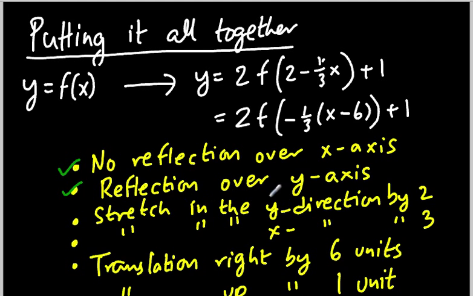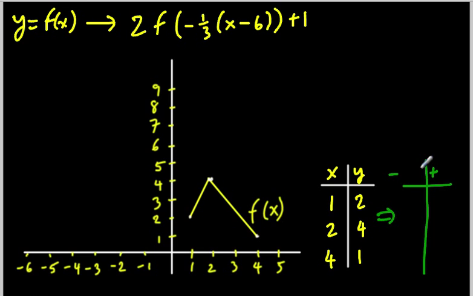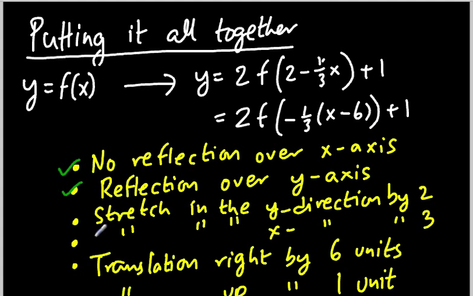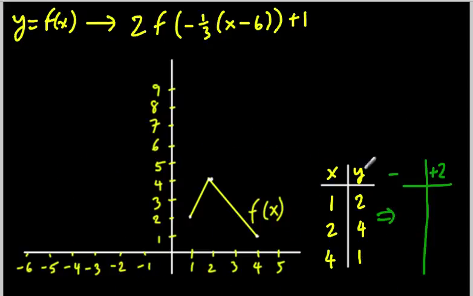Then there's a stretch in the y direction by a factor of 2. That means our y values will be increased by 2. And there's a stretch in the x direction. I'm going to take care of that. There's a stretch in the x direction by 3. So that's going to be 3x over there and 2y over here.